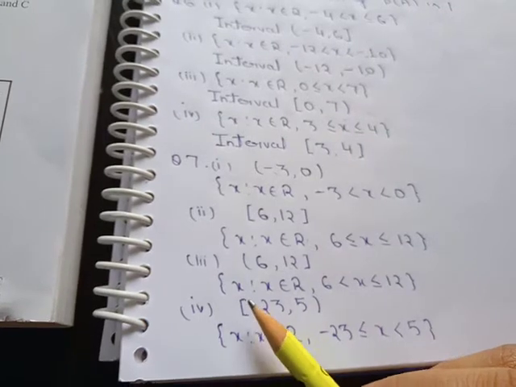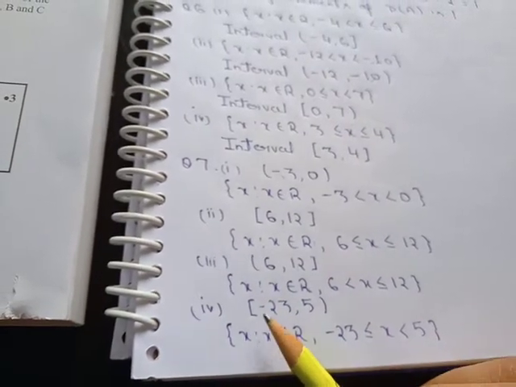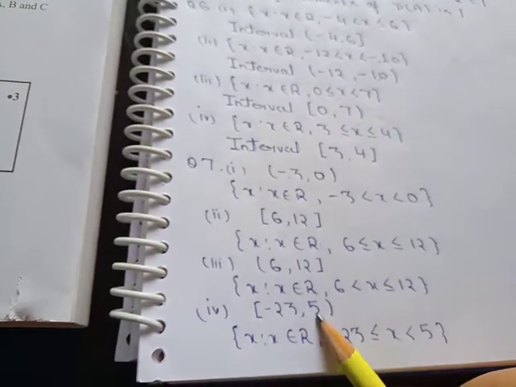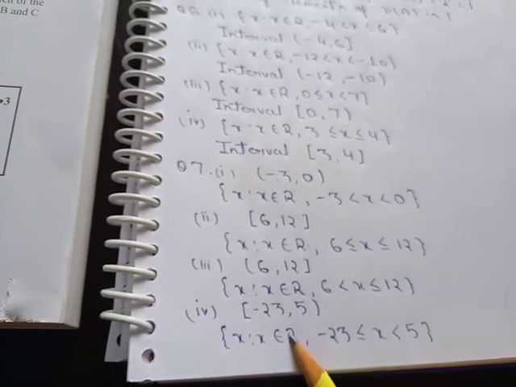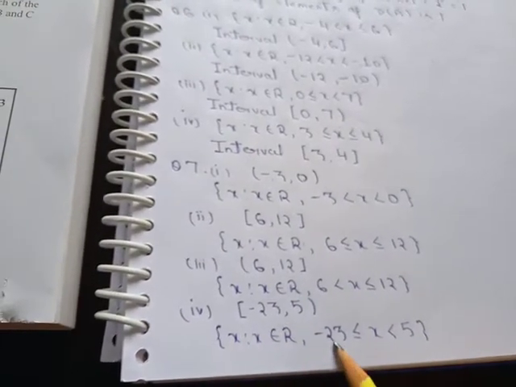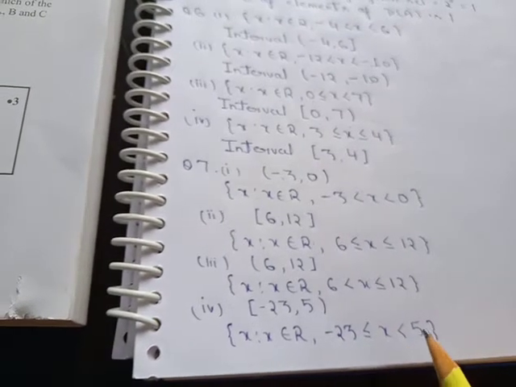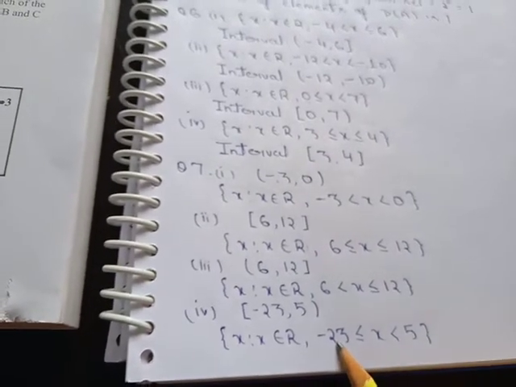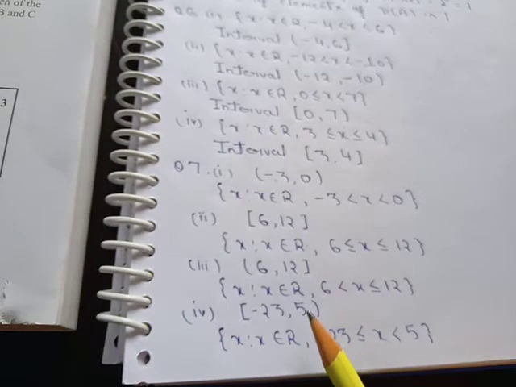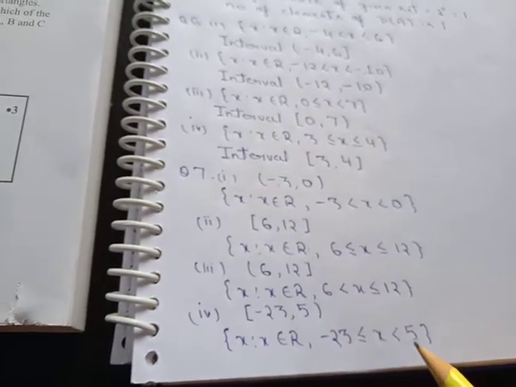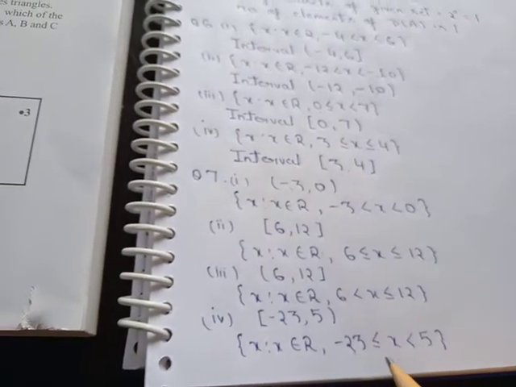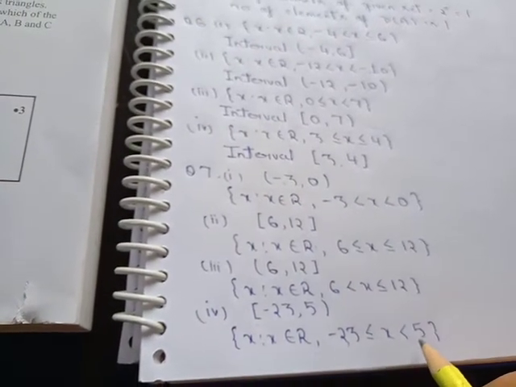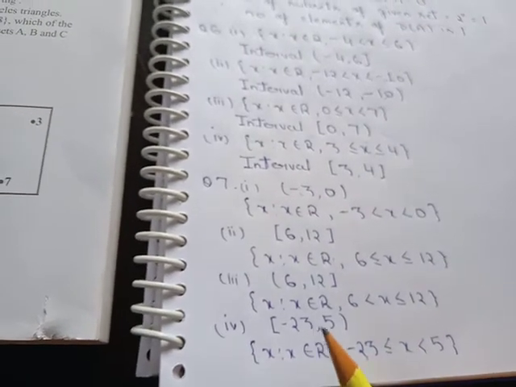Now next, closed bracket minus 23 and 5 with open bracket. So the set builder form is x such that x belongs to set R with minus 23 less than or equal to x less than 5. It means minus 23 is included in the given interval and 5 is excluded, and all the elements between minus 23 and 5 are also included in the given interval.